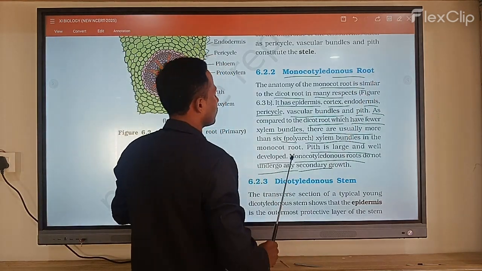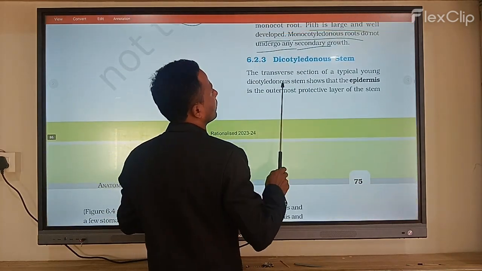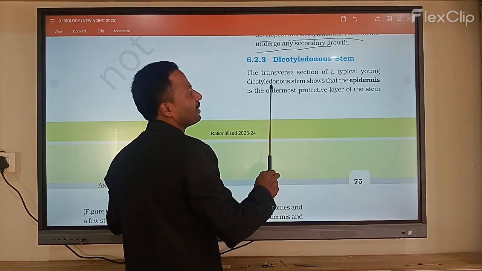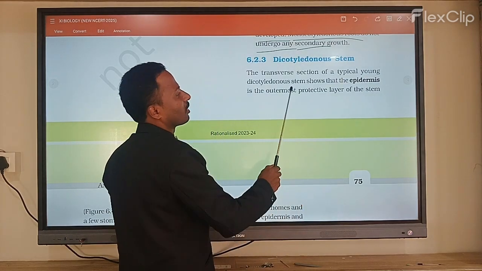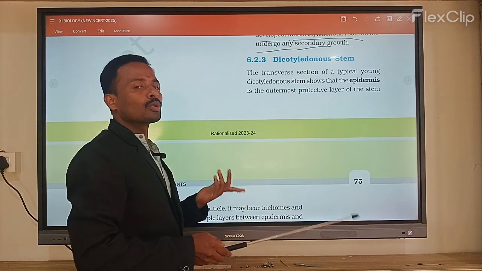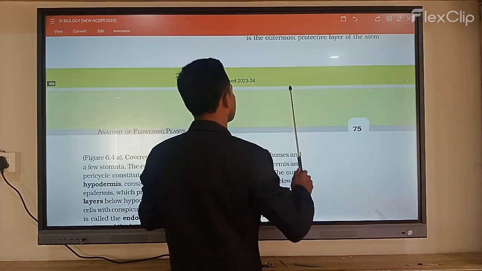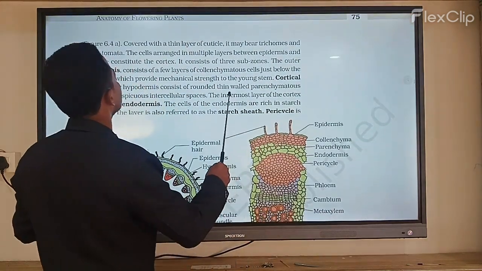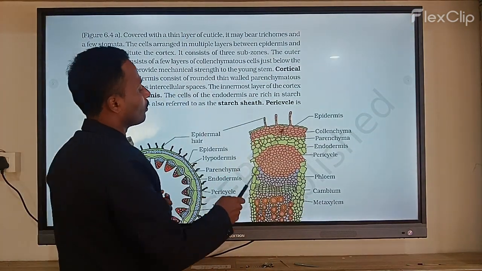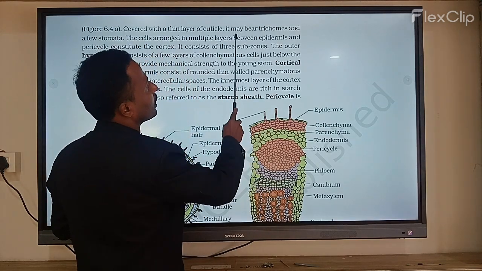Next, let us discuss the anatomy of the dicotyledon stem, the TS of a dicot stem. When we take a transverse section of any young dicotyledon stem, we see the epidermis. The epidermis is the outermost protecting layer of the stem, and it is covered with a cuticle layer.